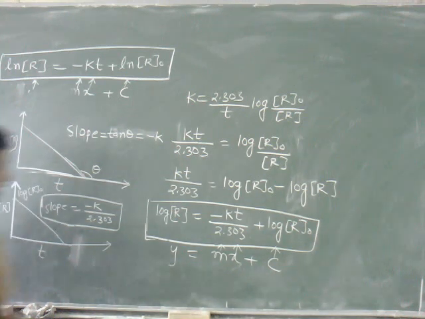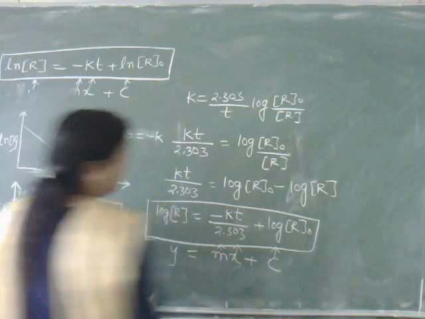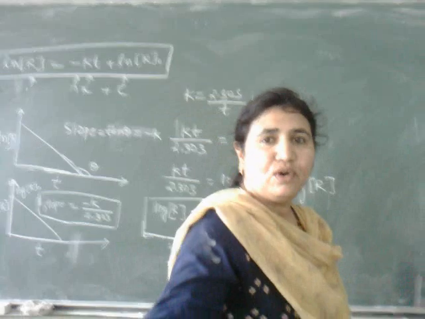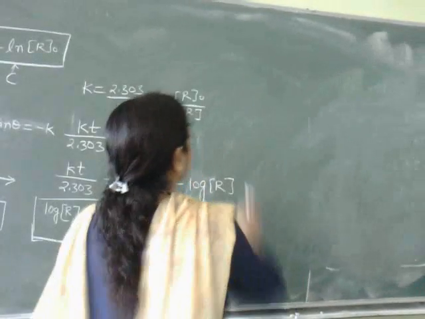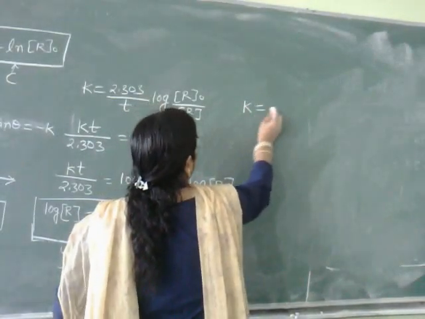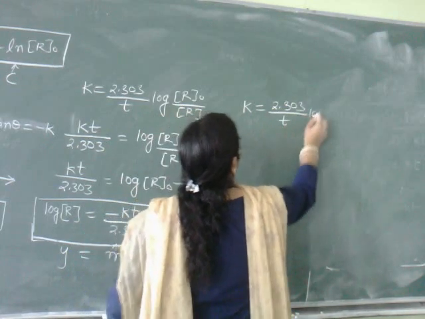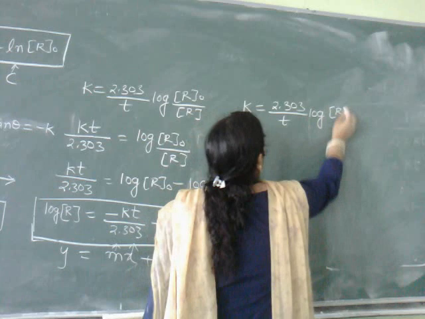Okay. Next, again one more type of graph is there for first order reaction. What is that? It is for log r naught by r. See, this is our equation: k is equal to 2.303 by t log r naught by r.